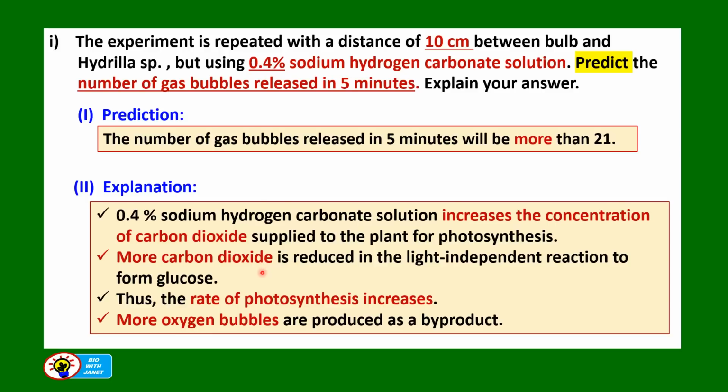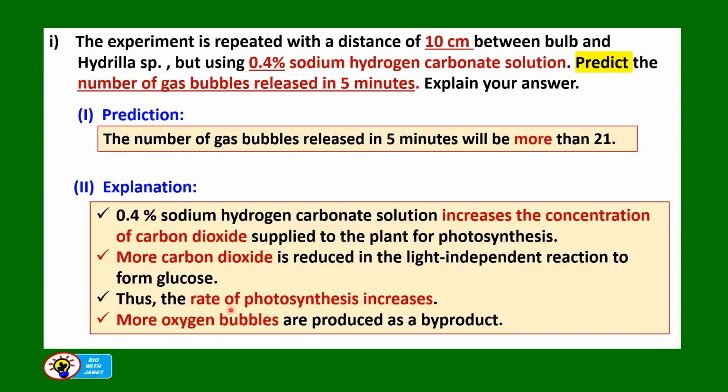So with more carbon dioxide, more is reduced in the light independent reaction to form glucose. That means more products are formed and more oxygen gas is released as a byproduct. Right? Now this is the scientific knowledge that we can write in. All right, that may be needed. All right, so try to write it in. If you can't remember, then you just continue with what you cannot figure out, what is the effect of carbon dioxide on photosynthesis, then you just continue with the third one.